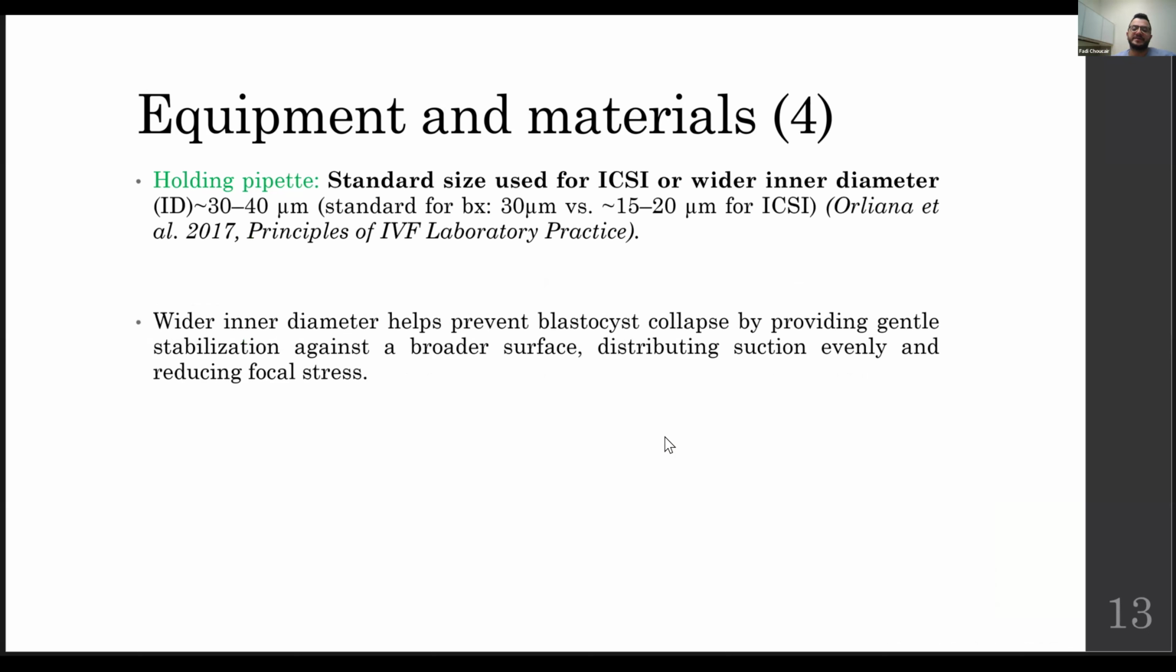And in trophectoderm biopsy, the holding pipette may be the same as the standard ICSI size, or preferably one with a wider inner diameter, like the standard 30 micrometer inner diameter compared to the classical one used for ICSI, 15 to 20. It's recommended. Why? Because a wider diameter allows the blastocysts to be gently stabilized against a broader surface, so distributing the suction evenly and reducing focal stress. So the suction won't be stressful. This minimizes the risk of blastocyst collapse and supports better control during biopsy. So for the holding pipette, use a standard size or wider inner diameter.